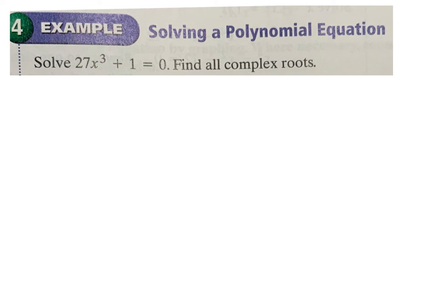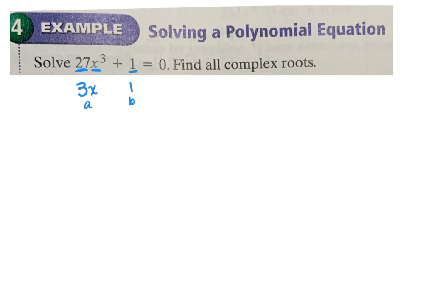And so we're going to look at these. We notice, hopefully, that 27 has a perfect cube root. The cube root of 27 is 3. The cube root of x cubed is x. This is my a. 1 also has a perfect cube. It is 1. So that is my b. So the first thing I want to do here is to factor, right? And so I'm going to use my sum of cubes to factor.